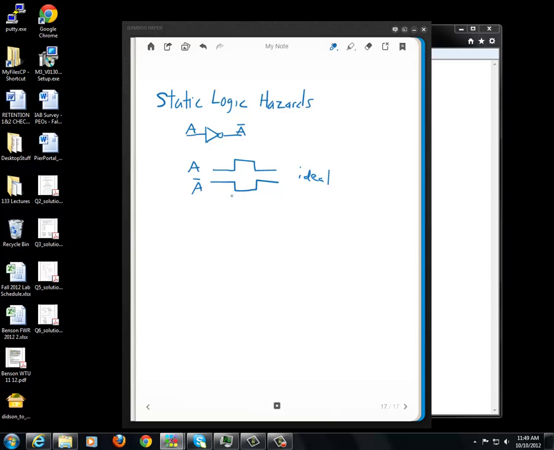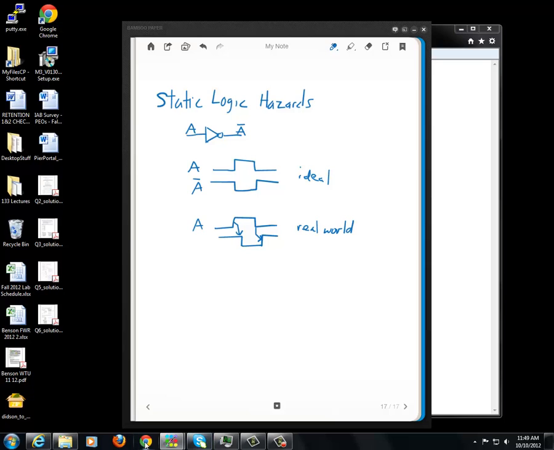But this doesn't actually happen in the real world. When you make a change on the input, it takes time to process it through the gate to give you a change on the output. So in reality, what's happening is something that looks like this. Here's your input, and your change in the output happens some delay after the change in the input. We could even model this in an even more real sense.